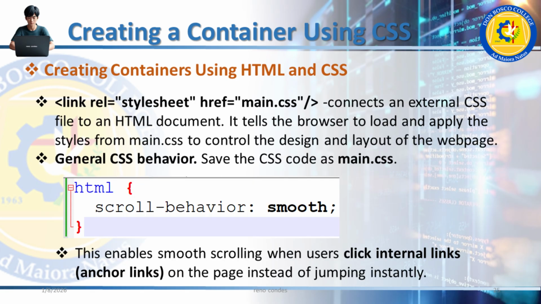The link rel="stylesheet" href="main.css" tag connects an external CSS file to an HTML document. It tells the browser to load and apply the styles from main.css to control the design and layout of the web page. Regarding general CSS behavior, save the CSS code as main.css. For example, code placed in the HTML element's selector can enable smooth scrolling, so that when users click internal links, anchor links, on the page scrolls smoothly instead of jumping instantly.